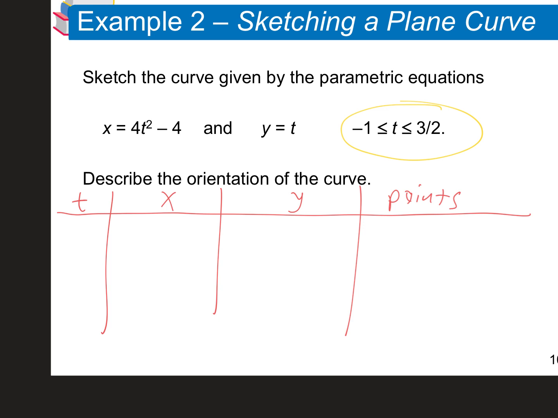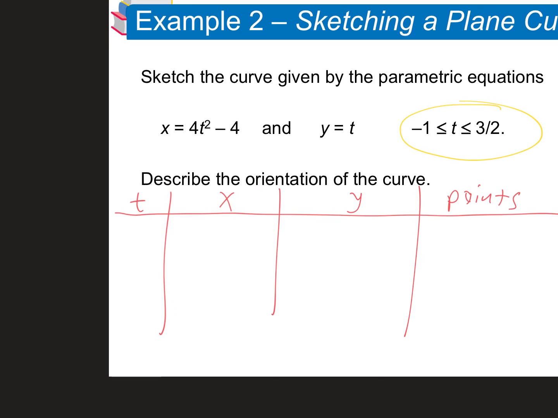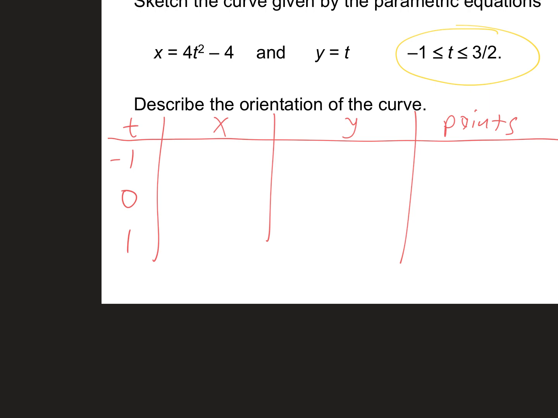-1 to where? To 3/2. All right, -1 to 3/2. Now, I noticed that 3/2 is not a whole number, right? So you guys might be thinking, well, where do I go? From -1, then do I go to -1? You can just go to all whole numbers and stop at 3/2. Meaning, I'm going to start at -1. What's the next whole number? 0. And then I'm going to go to 1. And then I'm going to go to 3/2.